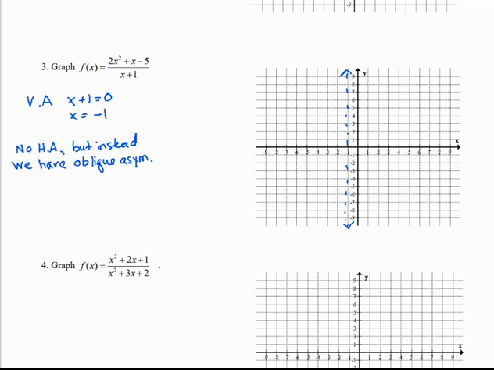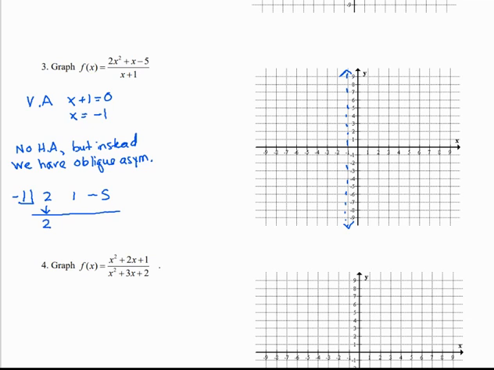Well, if you recall up in the notes, we have to use synthetic or long division, and I literally divide the numerator by my denominator. In this case, I can use synthetic division because I'm dividing by x plus 1, a binomial with a power of 1. So I take a negative 1 out front, and then I use my coefficients of 2, 1, and negative 5. When I do that, I bring down my 2.